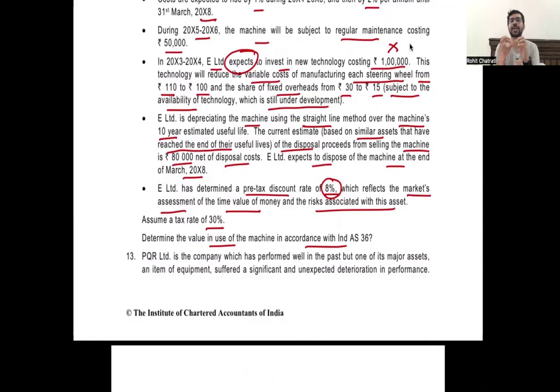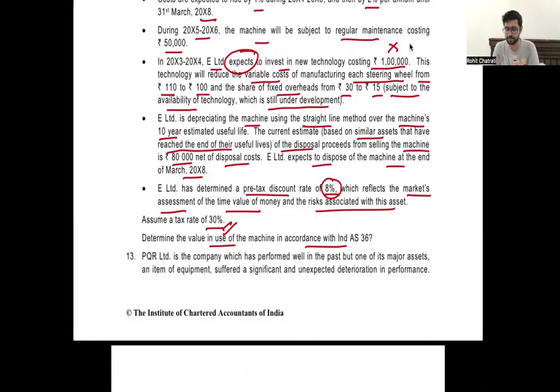Cash flows before deducting tax will be discounted using a pre-tax discount rate, which means the discount rate is also before giving effect to the reduction of tax. So pre-tax cash flows with pre-tax discount rate. Therefore, this tax rate of 30% is irrelevant. Even if it was given or not given, I'm not going to do anything using this. We are not going to deduct taxes for the purpose of computing value in use.